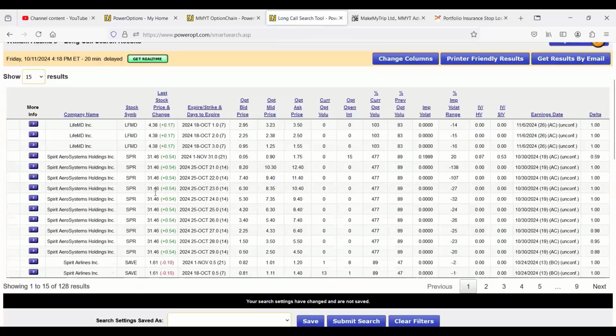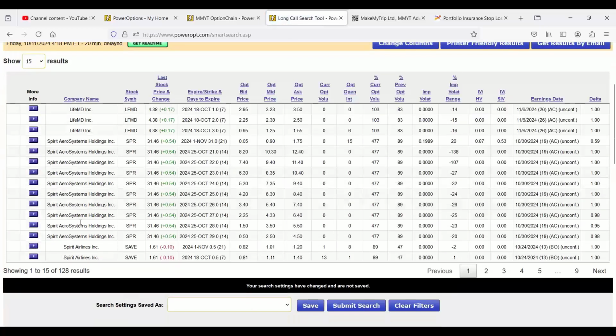Let's see what we get. I've got a lot of Spirit Aerosystems and Spirit Airlines in there. Let's look at Spirit Aerosystems at 31.46. Life MD as well.